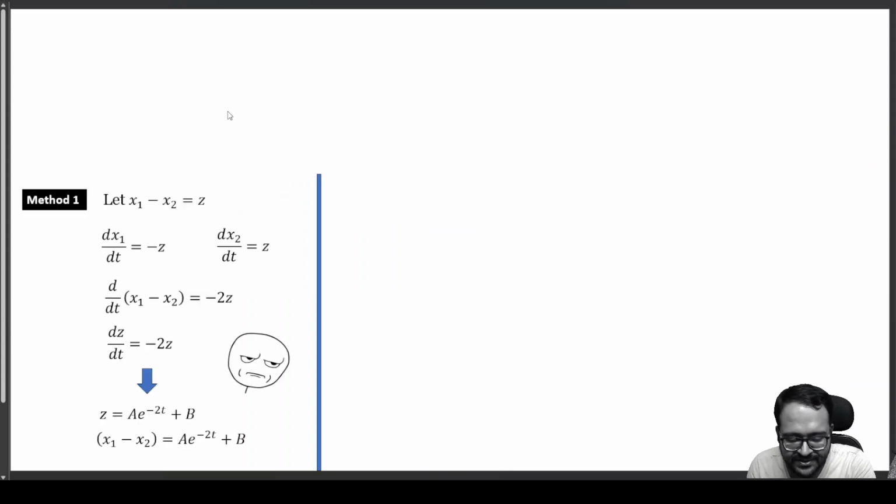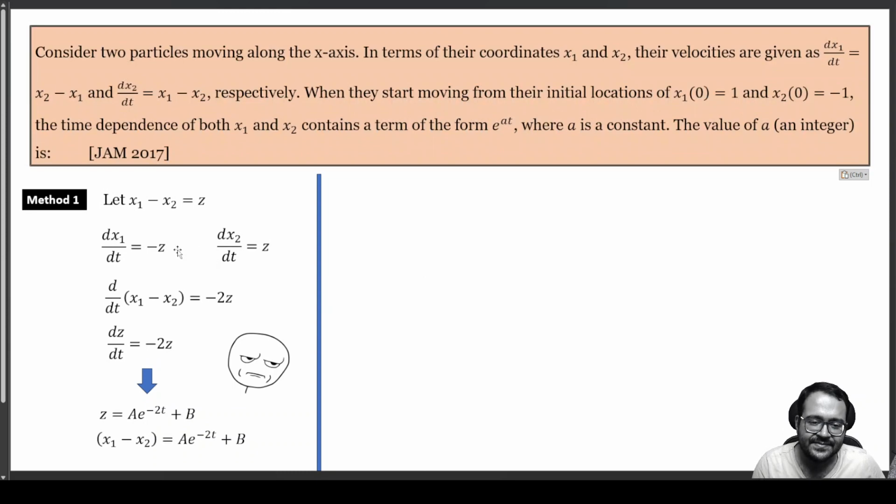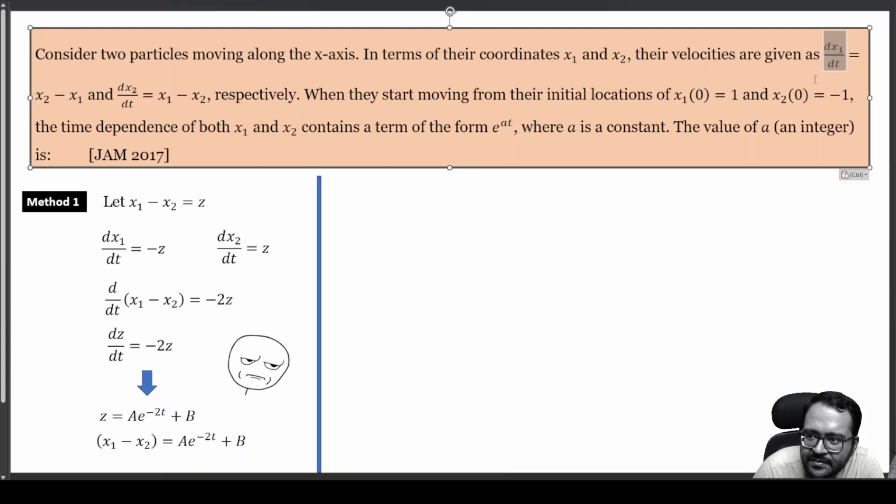Let's see. Method 1 is like this. This is a very crude, very basic method. I understand that x2 minus x1 and x1 minus x2 are just negatives of each other. So let x1 minus x2 be z. Then dx1 by dt is minus z, and dx2 by dt is z. You just think about that.